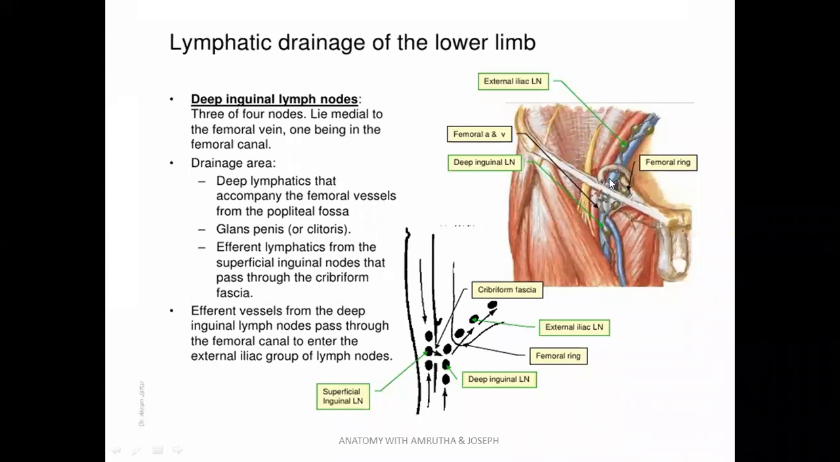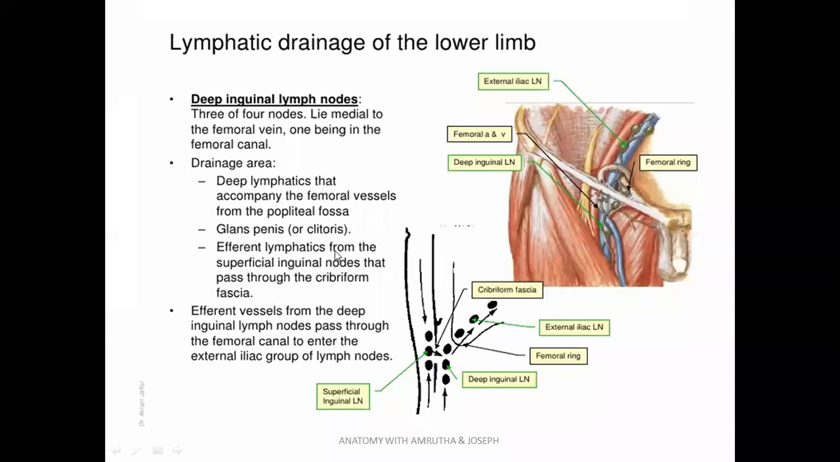Now drainage area: deep lymphatics that accompany the femoral vessels from the popliteal fossa. So the lymphatic channels starting from the popliteal lymph node, which are the efferent lymphatics from the popliteal lymph node, drain into deep inguinal lymph nodes. Also an area called glans penis, which is the tip of the penis. Enlarged part of the penis is called glans penis. And clitoris is homologous to penis in females.